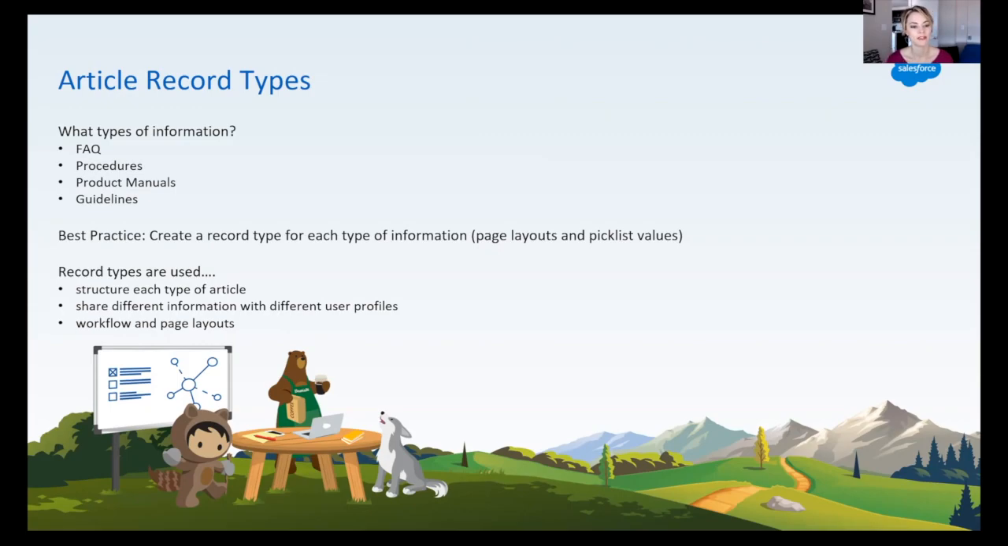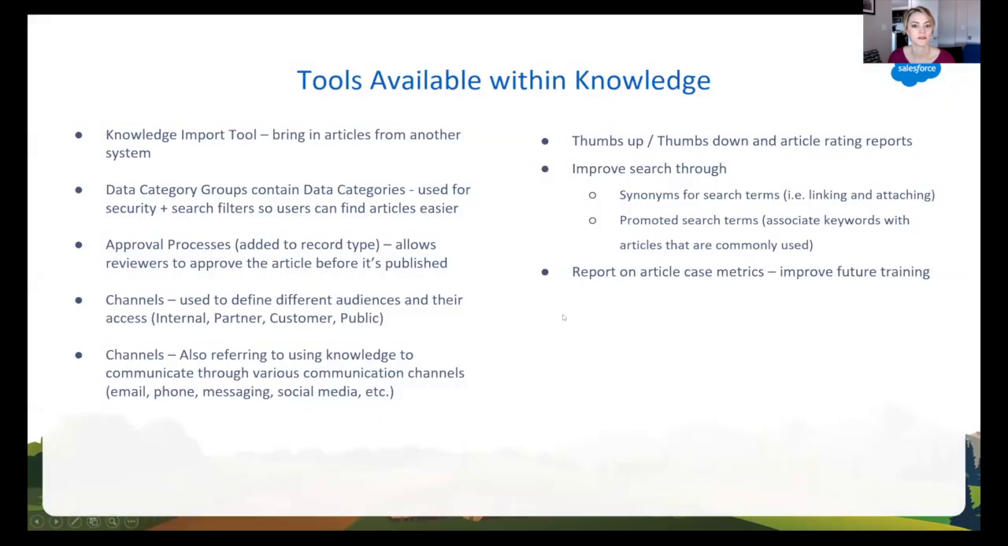Another best practice is to create a record type for each type of information, being that that's going to be related to those page layouts and pick list values. And then the record types are used to structure each type of article, showing the different information with different user profiles, and then workflow and page layouts.